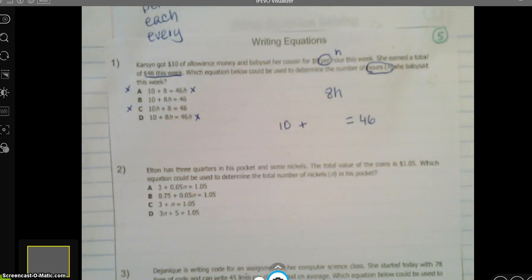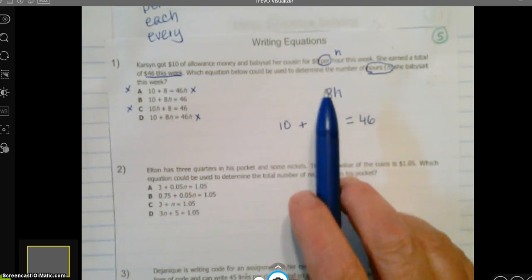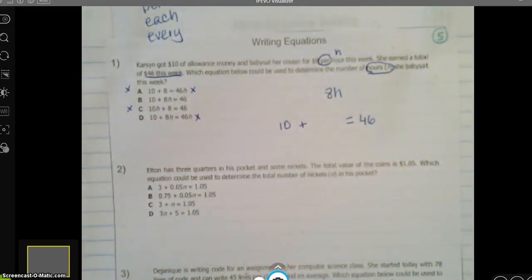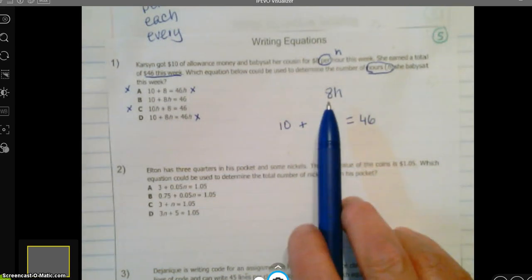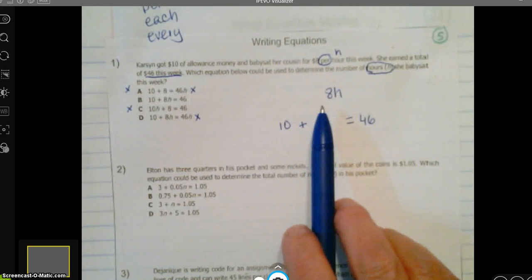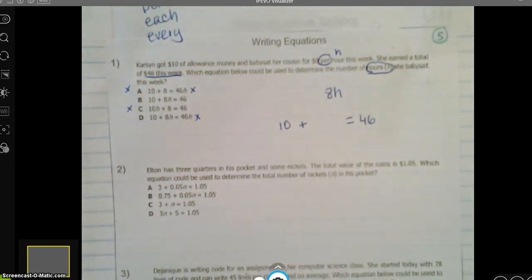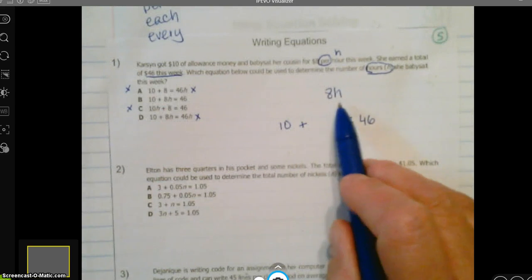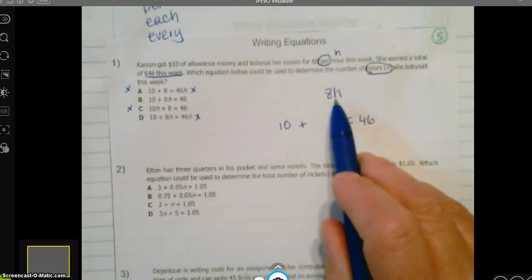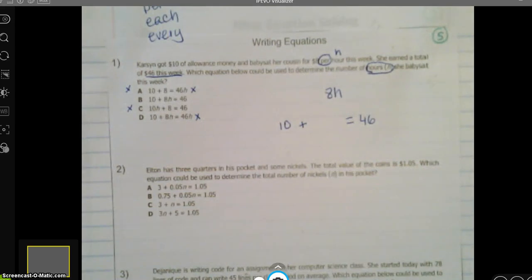So I want you to think about this. If Carson worked 1 hour, how much money would she get? $8, right? 8 times 1. If Carson worked 2 hours, how much money would she get? 8 times 2, right? So 16. If Carson worked 5 hours, how much would she get? 8 times 5, which is 40. Okay? So basically, these two go together because we are multiplying. You're multiplying the money times the hours, okay?